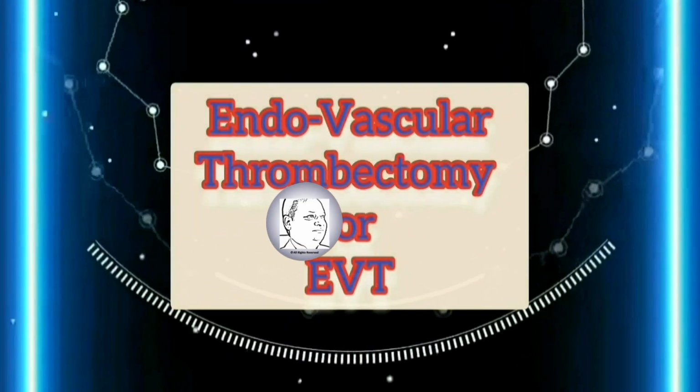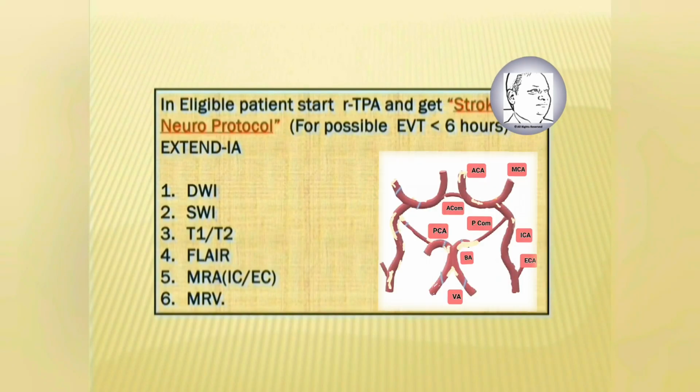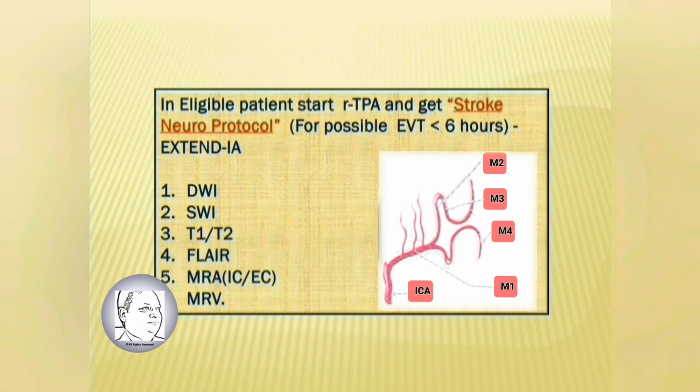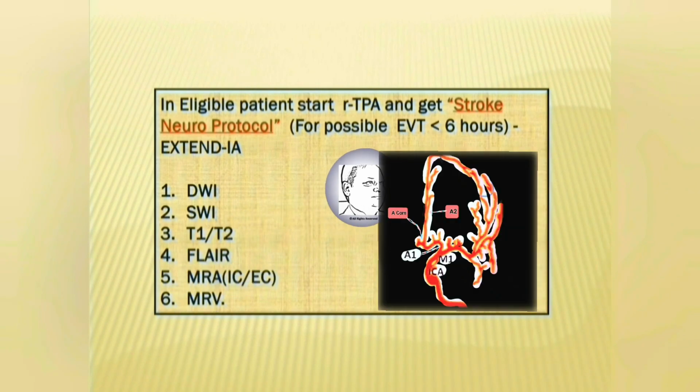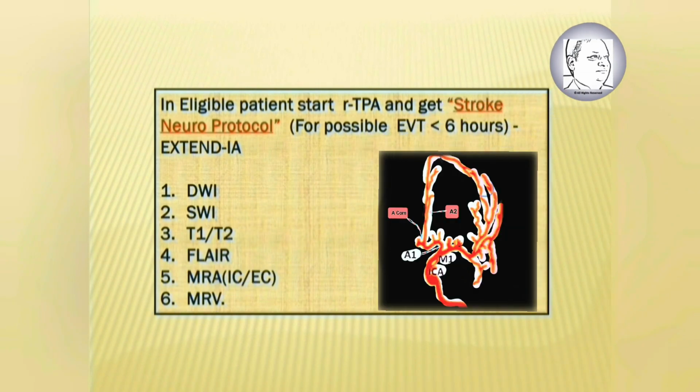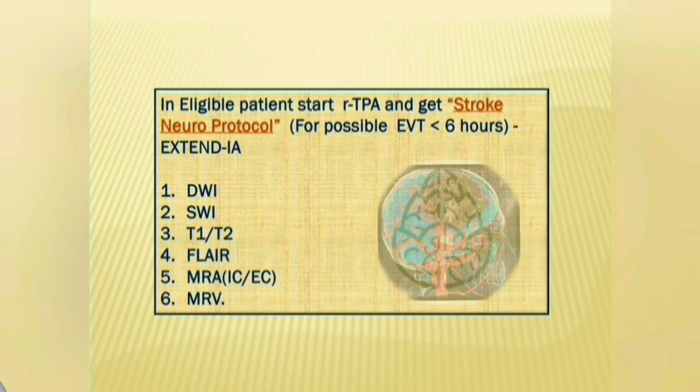Endovascular thrombectomy or EVT. After IV thrombolysis in an eligible patient, if large vessel occlusion is suspected, MR angiography, CT angiography or DSA is done for the possibility of EVT. If the exact time is not sure, like in wake-up stroke, and the last known normal is within 24 hours, then MR angiography, CT angiography or DSA is done for the possibility of EVT.